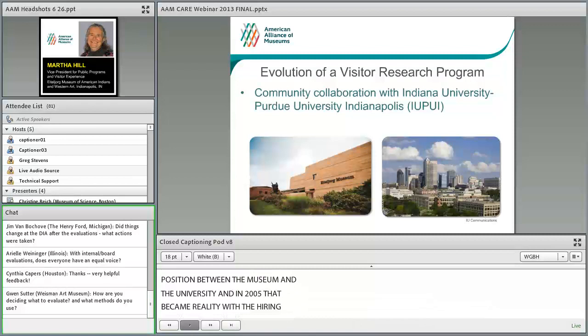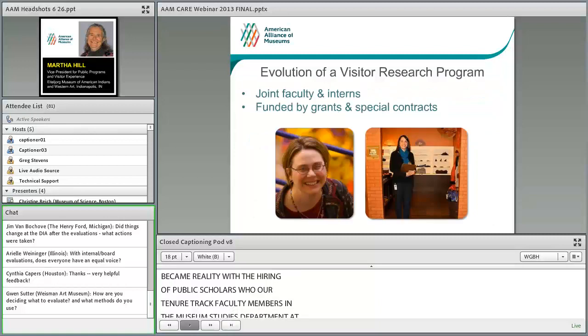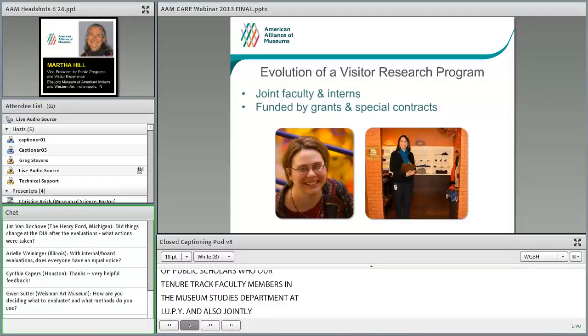A vision at that point was also developed for a joint faculty position between the museum and the university, and in 2005 that became a reality with the hiring of public scholars, who are tenure-track faculty members in the Museum Studies Department at IUPUI and also jointly appointed staff members in area museums. Two museums, ours and the Children's Museum here in Indianapolis, have joint appointments. Ours is in curatorial, and the Children's Museum is involved with families and learning. Both individuals are very active in their own museums, but they're also extremely involved with the greater Indianapolis community.